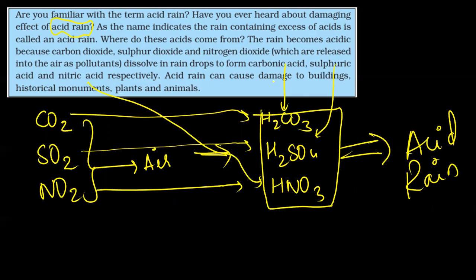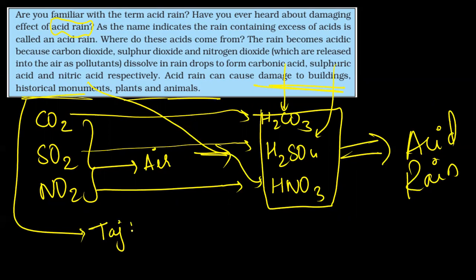So acid rain causes damage to buildings, historical monuments, plants and animals. Example of this is Taj Mahal. And thus pollution causes damage to such historical monuments, important landmarks which are the pride of nations. And that is why we say that do not pollute the environment, especially in cars when we go. There are so many ways to reduce air pollution. So when we do that, we are ultimately protecting so many things around us.